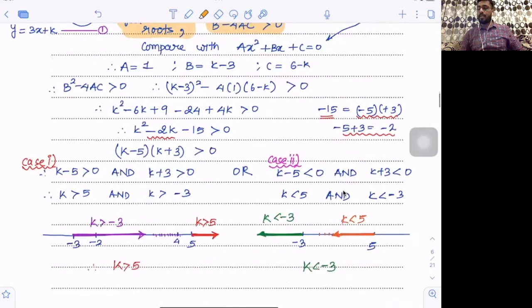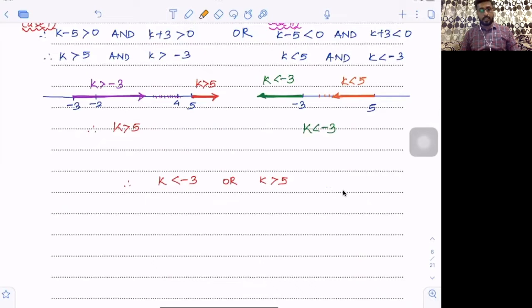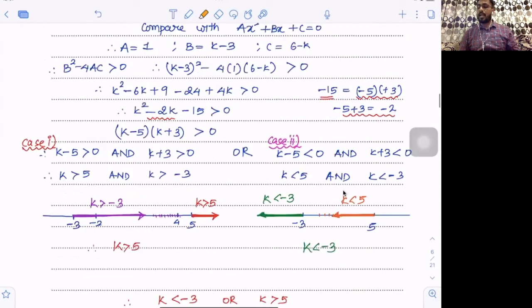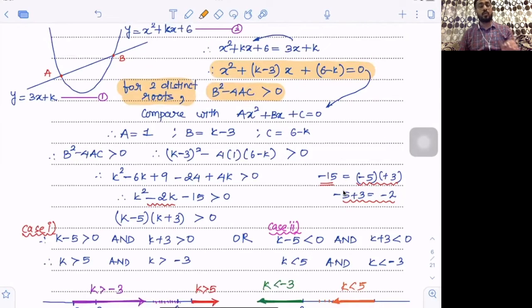Similarly, even if you take any value of k less than minus 3, which is maybe you can take minus 4 or minus 5 or minus 6, anything like that, and you again plug back into the quadratic equation, you will again get two distinct values of x, and these values will be real as well.